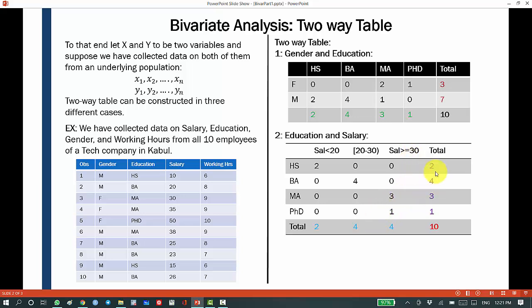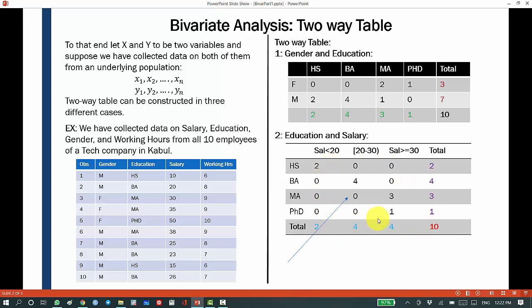And again, the sum of each value of education is given here in the last column, and the sum of each value for the different categories of the salary are given down here in the last row. 2 people have a salary less than 20,000, 4 people have a salary between 20 and 30,000, and the last 4 people have a salary more than 30,000. Of course, the sum of the last column or the last row is 10.